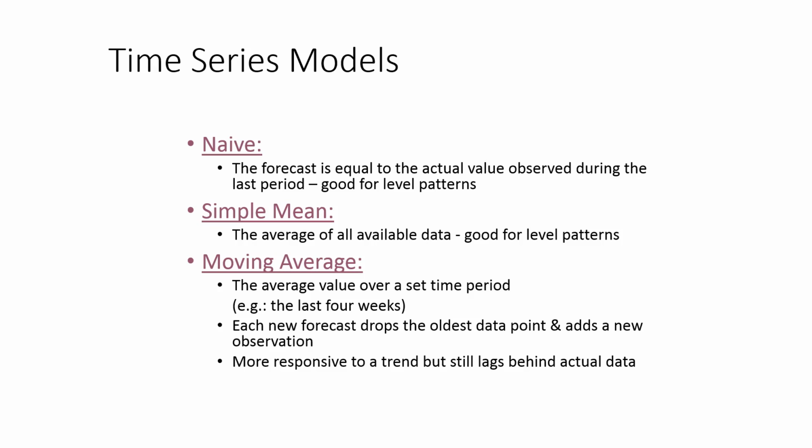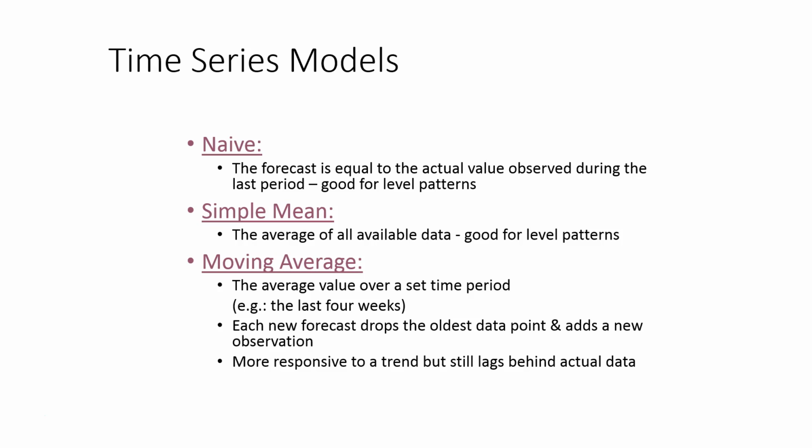A naive model is where basically the forecast is equal to the actual value observed during the last period. So if we were to look at last quarter, which ended on March 31st, 2017, and say we're selling cars, and we sold 2,000 cars, our projection for the next quarter is going to be 2,000 cars. We're going to sell 2,000 cars again because that's what we did last quarter. That's as naive as it gets.